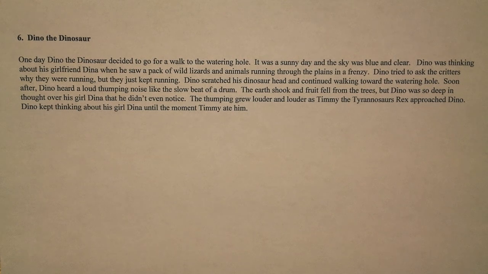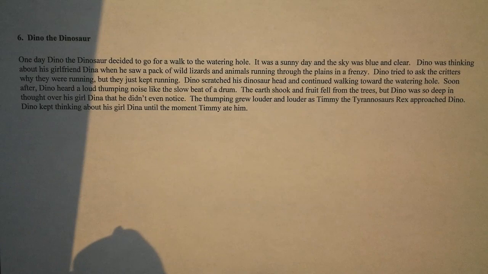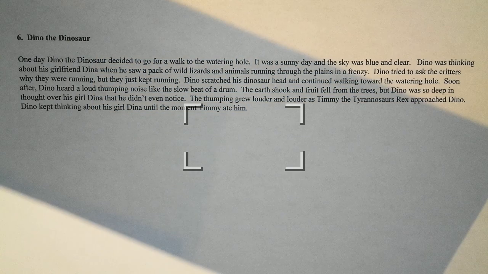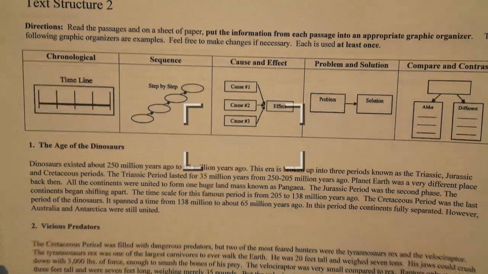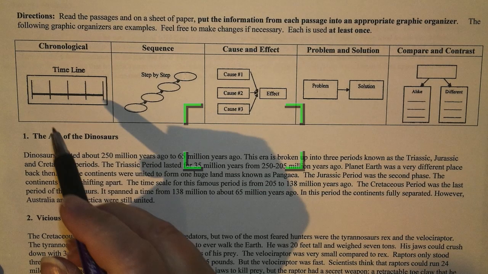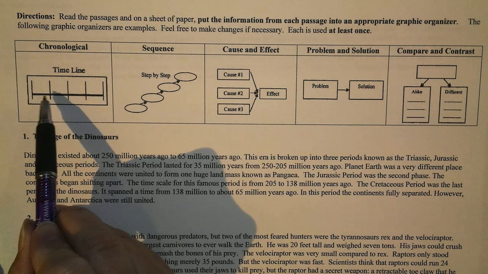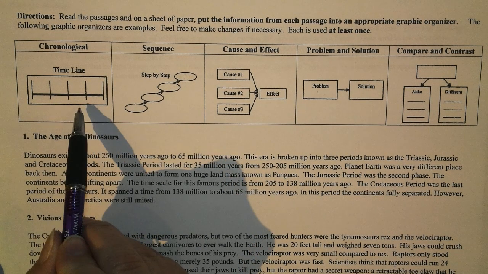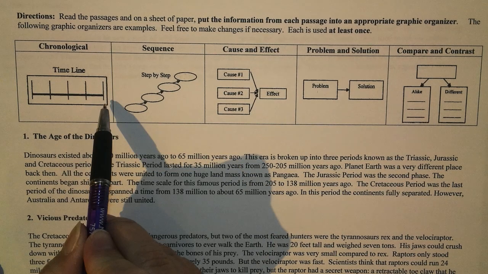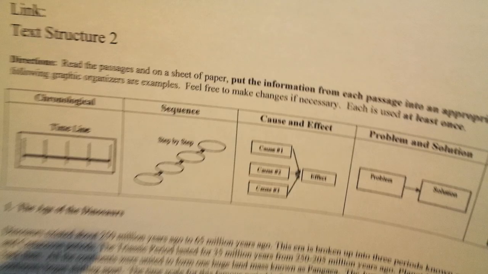So this is a story. Okay? So when you're thinking about stories, whether they're true or not, it's still a timeline. He's walking along, he's thinking about the girl, everybody's running past him, then he gets eaten. So that's still chronological, even though it is fiction. So any narrative is going to be chronological, whether it's true or not.